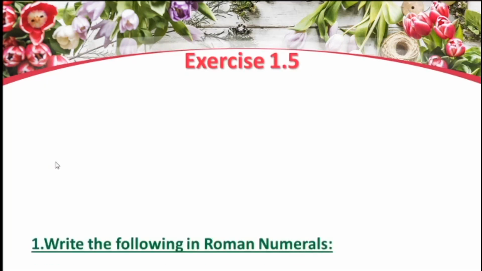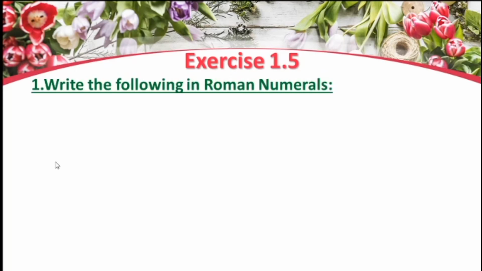Exercise sums. So the first sum, write the following in Roman numerals. So now we want to convert Hindu-Arabic numbers to Roman numbers. First, we want to write the expanded form of the given number. Second, we want to split the numbers based on the basic Roman symbol values. Third, to insert the symbols. Fourth, finally we should write the symbols all together.